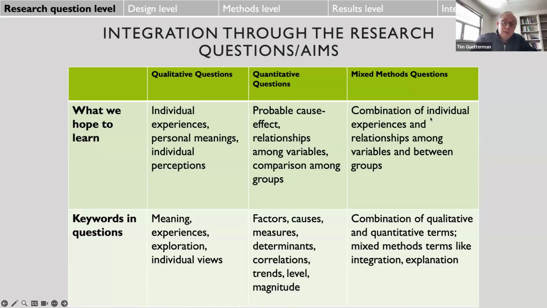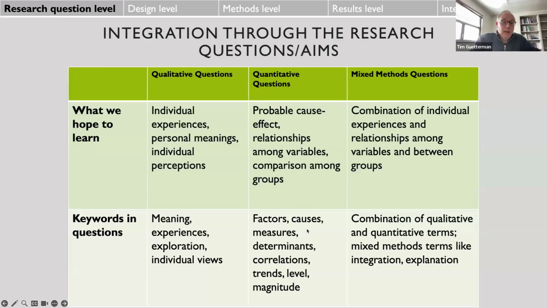So then a mixed methods research question is really a combination of experiences and then those relationships of variables or comparison among groups. And within each of these, we have different keywords or terms that we look for. So qualitatively, often our questions are focused on the meaning of experiences, or you see that word experiences, or they're focused on exploration or learning individual views.